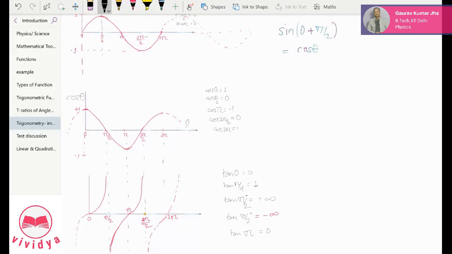This is a little different from whatever you have seen till now. About graphs, these are graphs of trigonometric functions. This is the graph of the basic trigonometric functions sine theta, cos theta, and tan theta. Any doubts? Can you remember these graphs? Can you draw these graphs on your own, on a piece of paper, roughly?